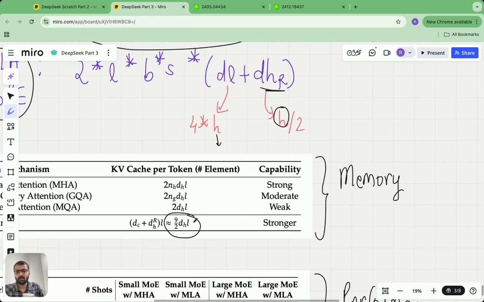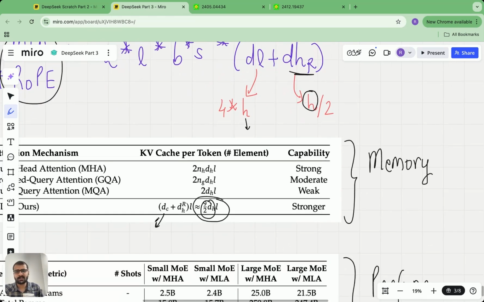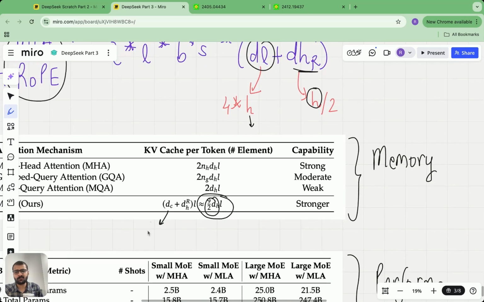So this is 9 by 2 HL. Where does this 9 by 2 come from? So DC is what we are calling DL over here. That's 4 times DH, and DHR is DH by 2. So overall this comes to 9 DH by 2.